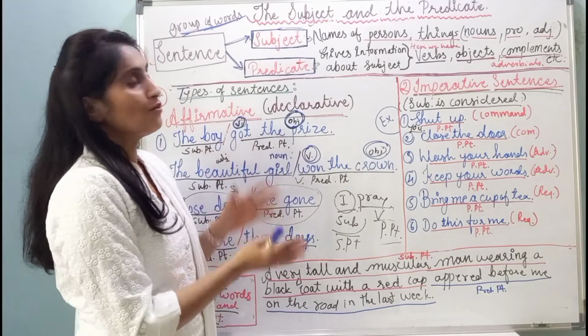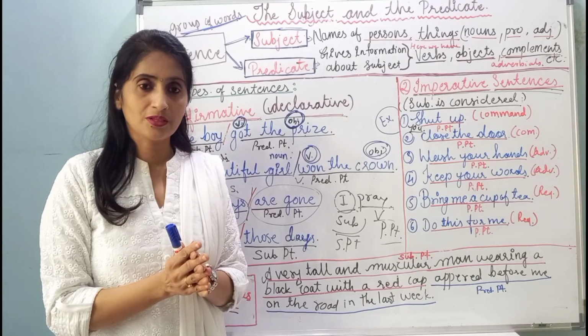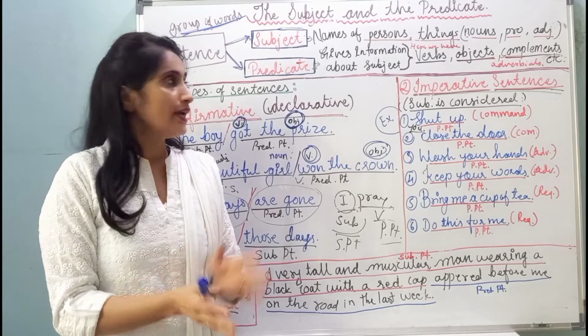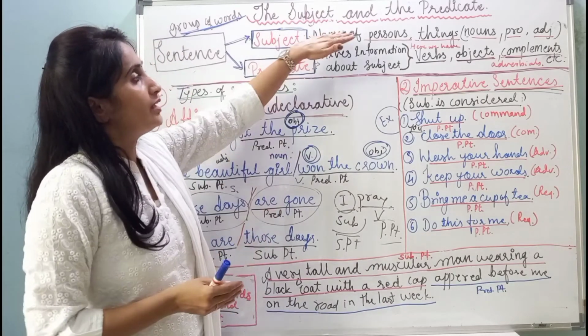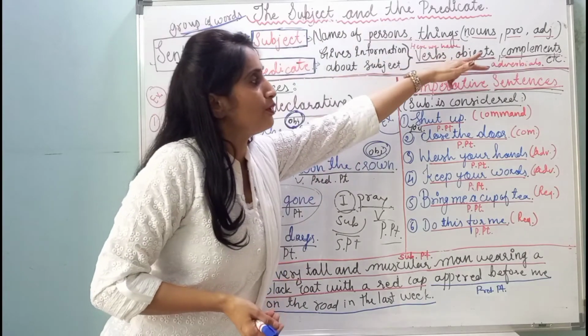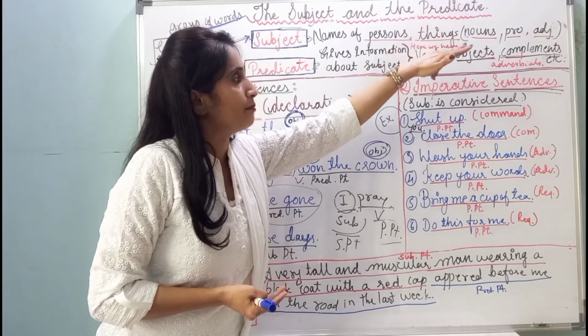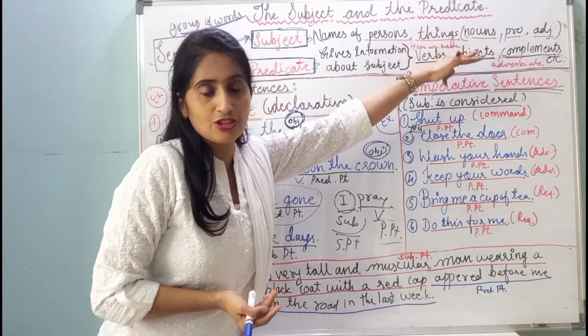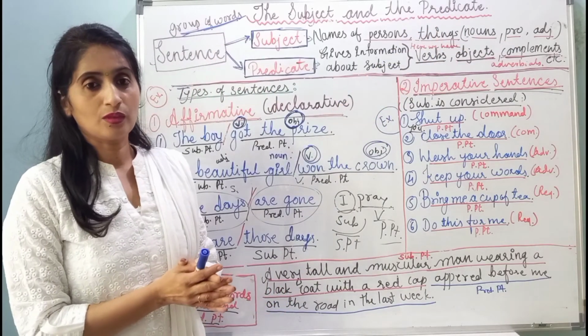What do we understand from the definition of the subject part? In this part, we have the names of persons and things. Here we have nouns, pronouns and adjectives. इस part में nouns, pronouns and adjectives का use किया जाता है.